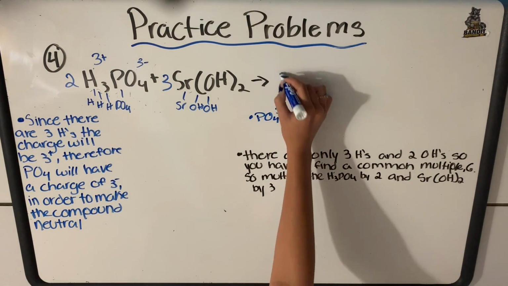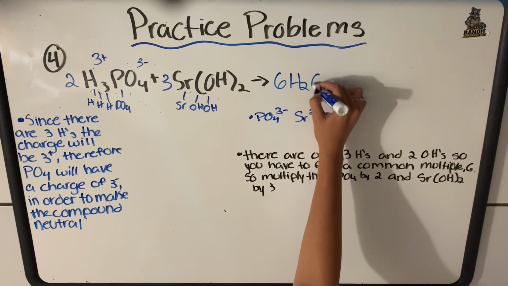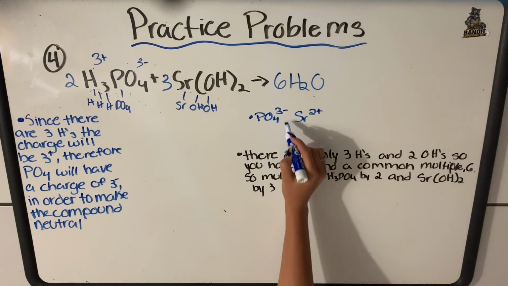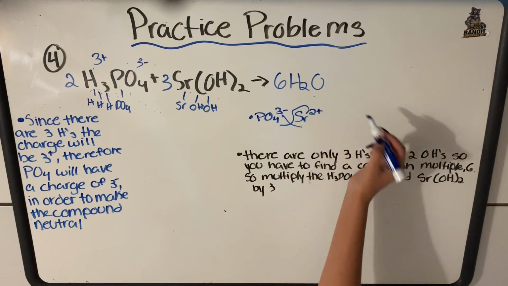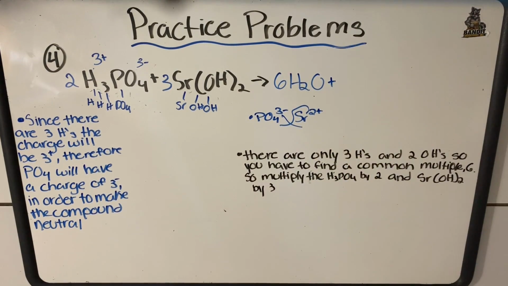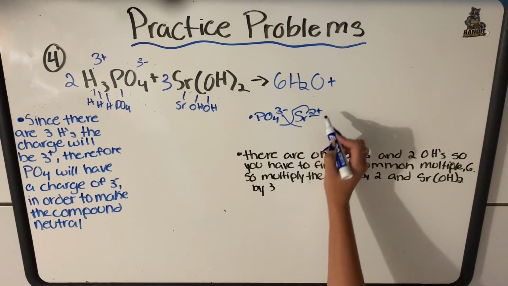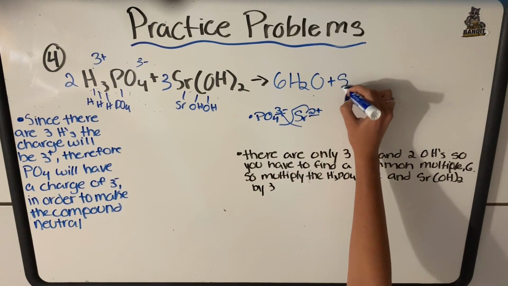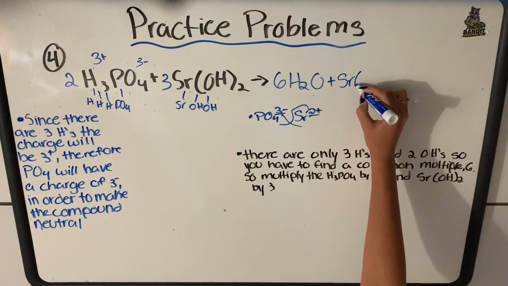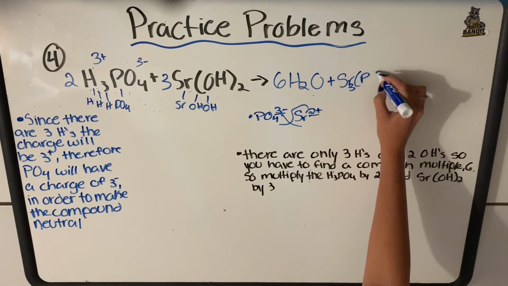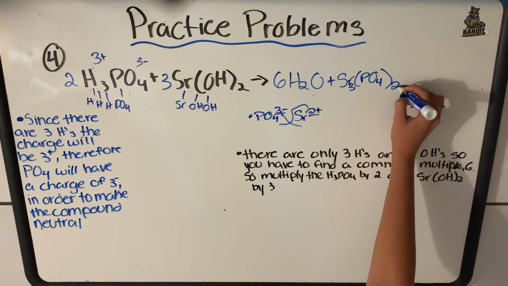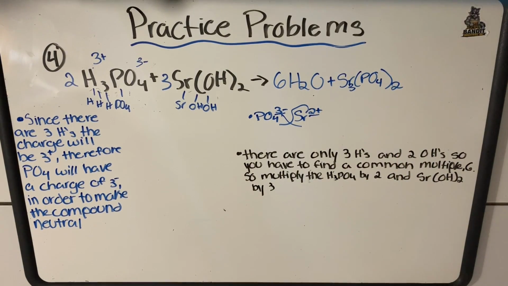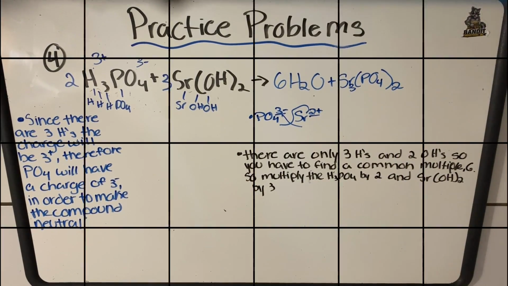As a result, there will be 6 H2Os, and for PO4 and Sr, you would have to use the whoop-whoop method. According to the periodic table, Sr has a charge of 2+, and we already concluded that PO4 has a charge of 3-. Once you are done with that step, the final product will be 6 H2O plus Sr3(PO4)2. The PO4 has a 2 at the end due to multiplying H3PO4 by 2.